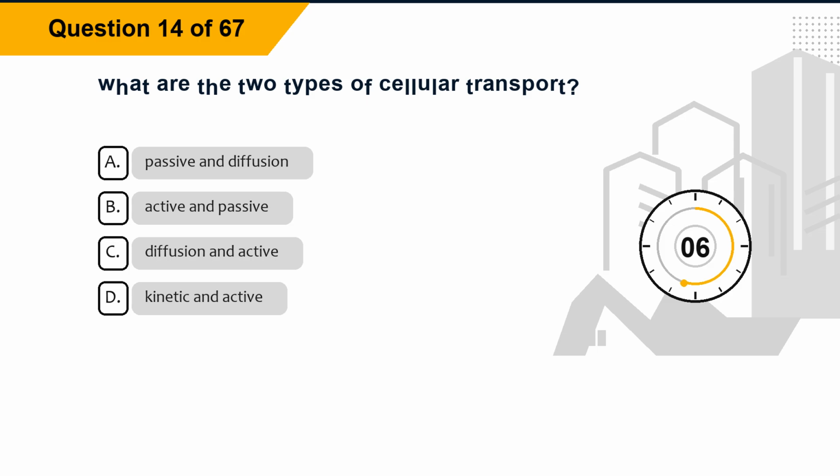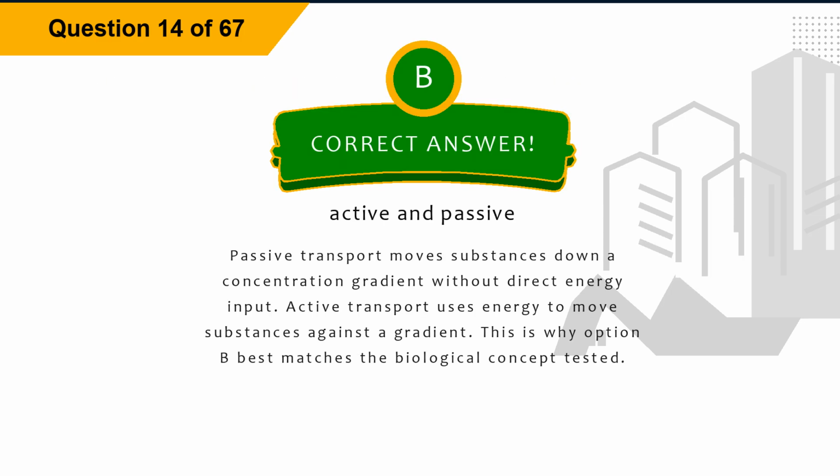Option B, active and passive. Option C, diffusion and active. Option D, kinetic and active. The correct answer is option B, active and passive. Explanation: passive transport moves substances down a concentration gradient without direct energy input. Active transport uses energy to move substances against a gradient. This is why option B best matches the biological concept tested.